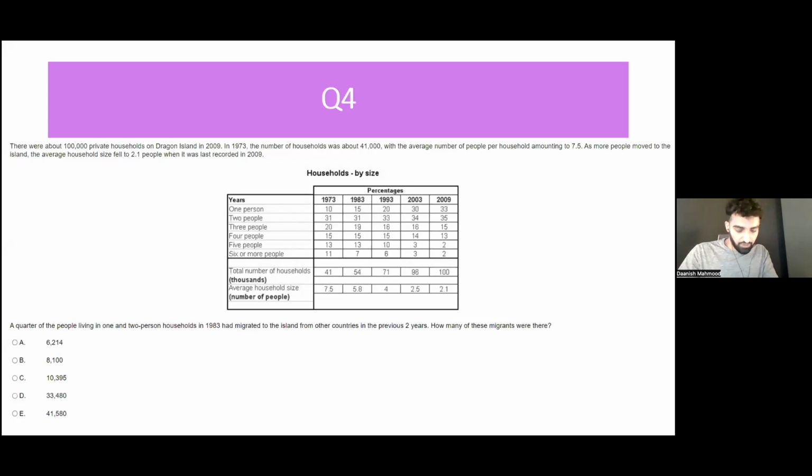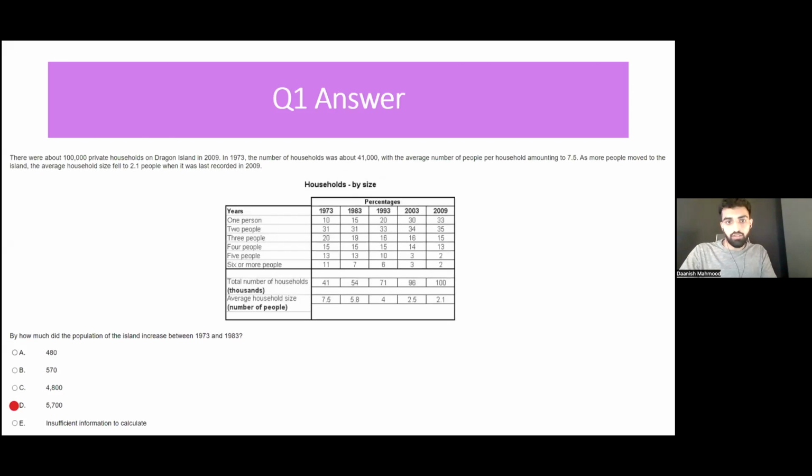Hopefully you guys managed to get through those. Don't worry if you didn't. I'll explain why in a second, but we're gonna go through the answers for the four questions. So this is question one. It's asking how much did the population of the island increase between 1973 and 1983. Hopefully you've used the tips I mentioned earlier and read the question before looking at the data. So you need to know it's 1973 to 83, which is these two here, and you're looking at the change in the population of the island.